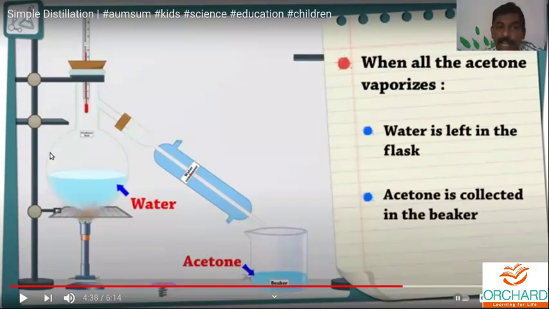So you have a mixture of two liquids, immiscible liquids. Even if they are miscible, you can use this technique because the two different liquids have different boiling points. Acetone has a boiling point of 56, water has a boiling point of 100 degrees Celsius. So initially, all the acetone will be coming out of this, and then you can separate the water.